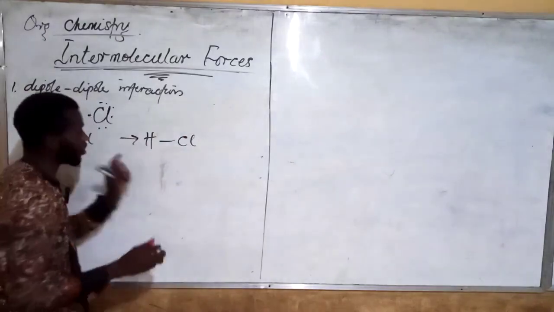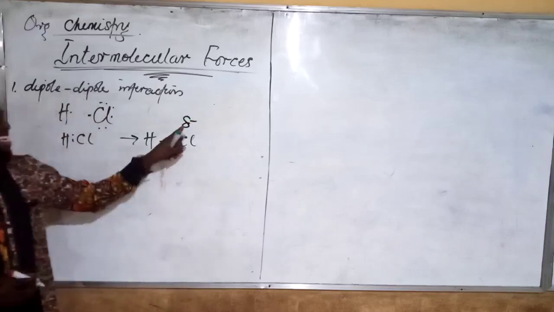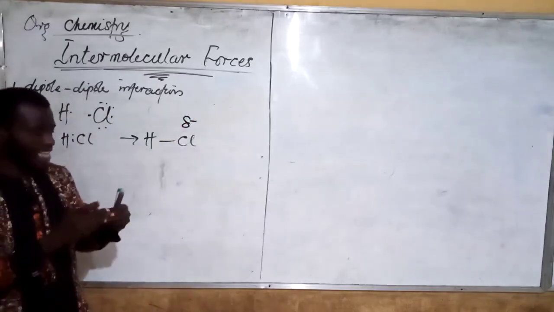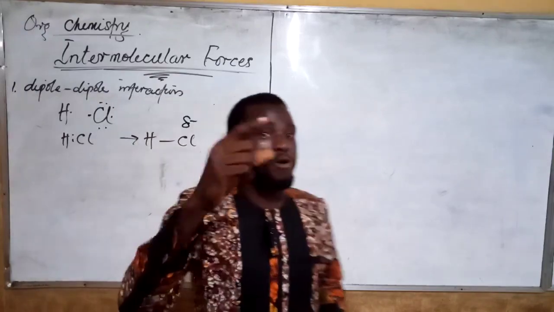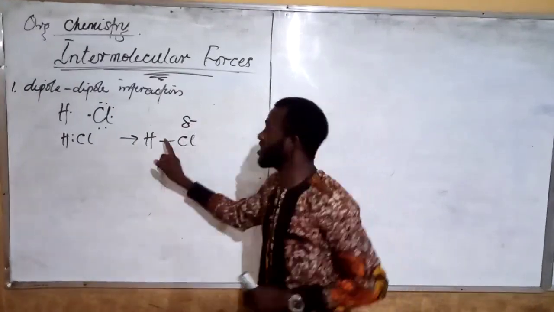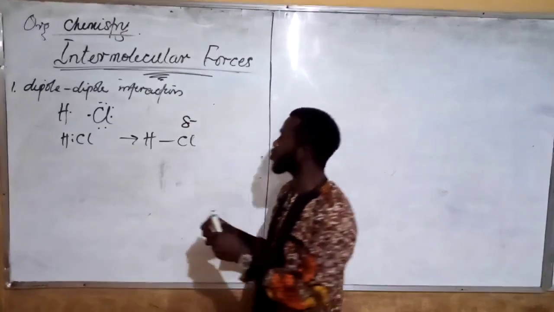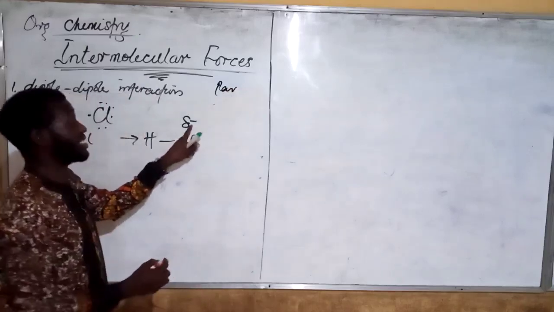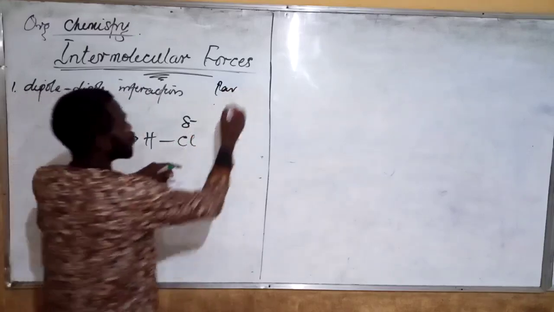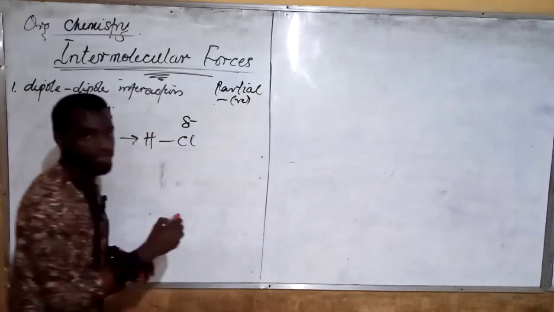Because it's pulling more electrons, it now looks as if it has gained more electrons to itself. You know that when you gain electrons, you become negatively charged. So that's why it is having what is called a partial, this is delta minus rather. Delta minus shows a partial negative charge.